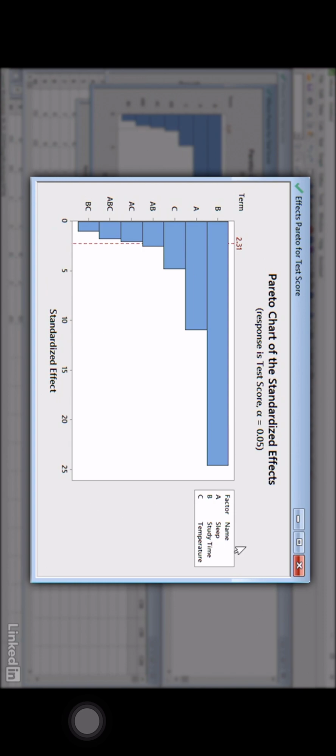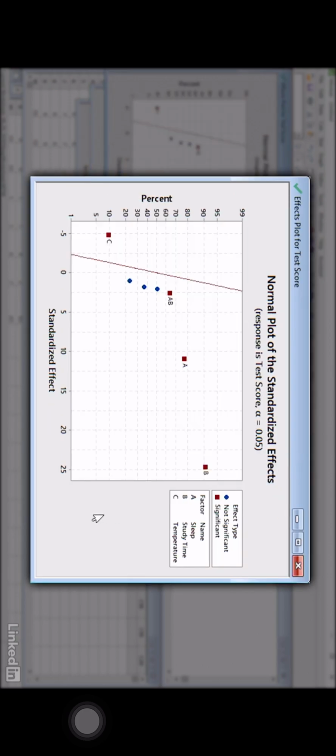Similarly, we have the normal plot, same principle, except that now the further away the dots are, the more significant and bigger the effect. So B and A have bigger effects than C. C is temperature, and the A-B interaction, of course, is much smaller than A and B in this case. So it confirms the other plot. Let's go to the session window. Make this bigger.